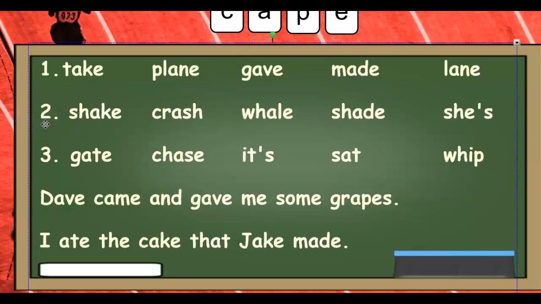Now let's go to the words next to number 2. I want you to try these words, and we'll see if we get them right. Start with this first word here. Try to blend this word. Sh-ache. Sh-ache. What is the word? Shake.